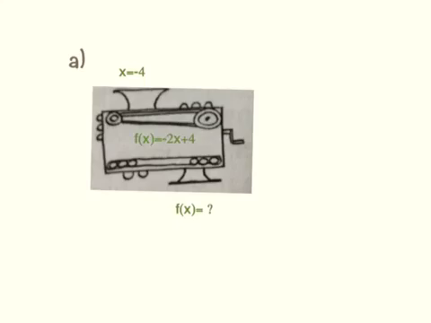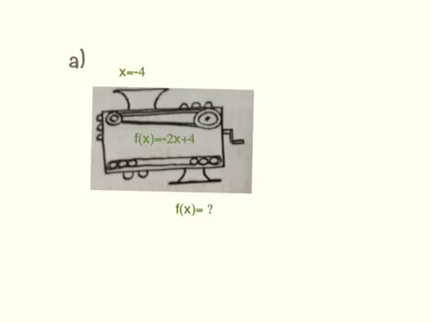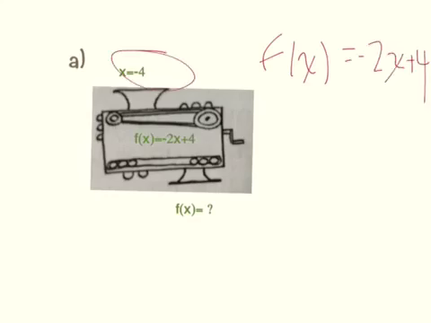F of x means function of x or y. So basically it says y equals negative 2x plus 4. So we're going to start by rewriting it. So f of x equals negative 2x plus 4. And it says right here that x equals negative 4. So we're going to fill in all the x's with negative 4.